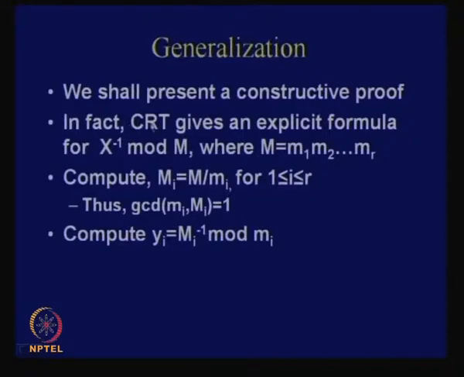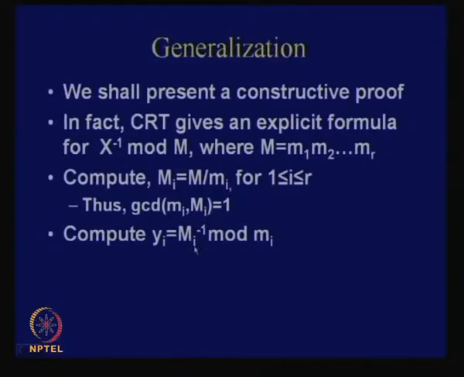Let us present a constructive proof. The Chinese remainder theorem gives an explicit formula for computing x mod m, where m is the product of m1 to mr. For each step I compute Mi by dividing m by small mi. What is the GCD of Mi and small mi? It is of course equal to 1, because all these numbers are mutually co-prime. Since you have factored out mi, this capital Mi has to be co-prime with small mi.